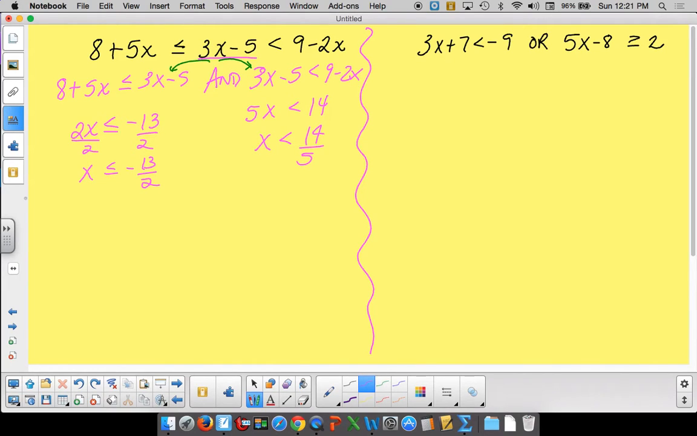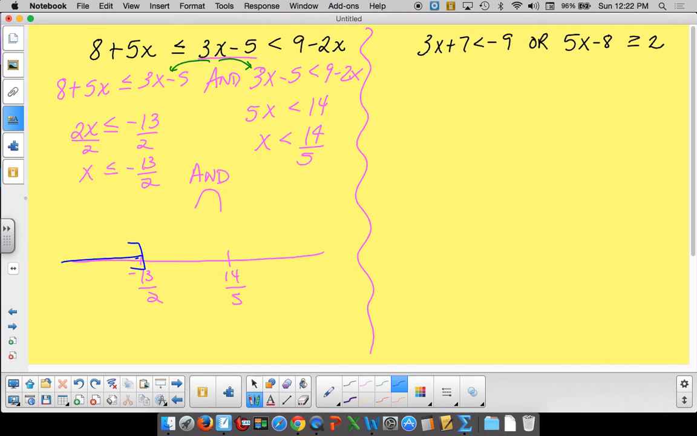Now, since an and is the same thing as an intersection, we have to graph this and find out where these 2 intersect each other. So I would need negative 13 halves and 14 fifths. And I would come over here and grab some colors. And I would have x is less than or equal to negative 13 halves. I would prefer you do this in interval notation. So you're going to bracket it. Less than says go this way.